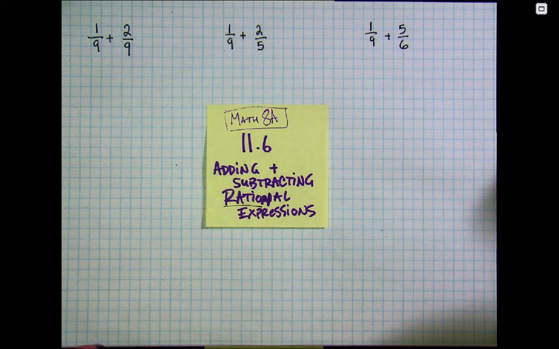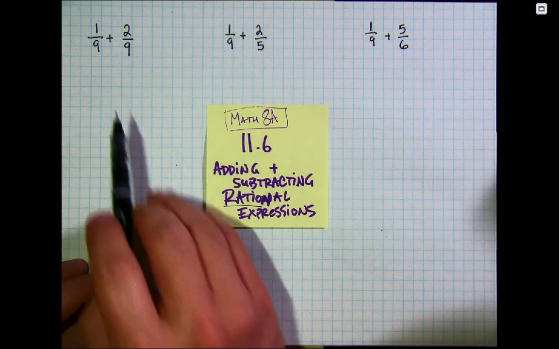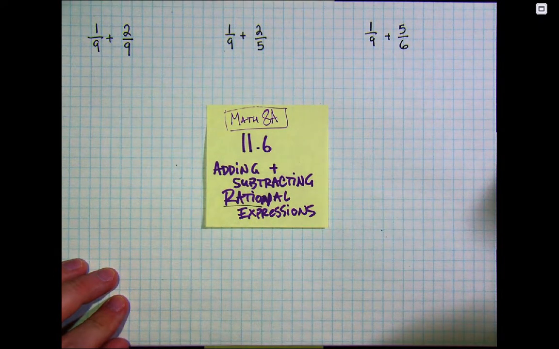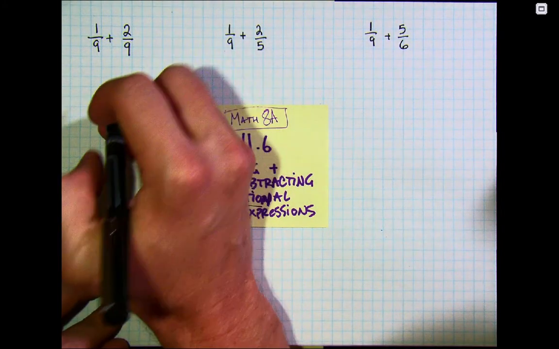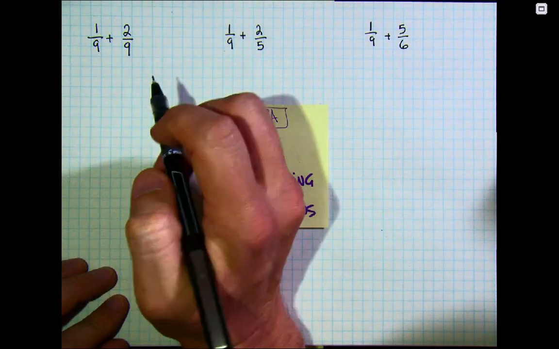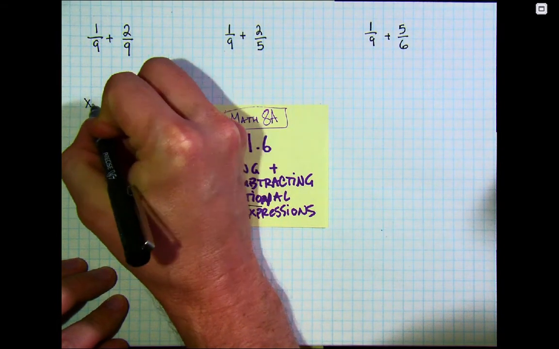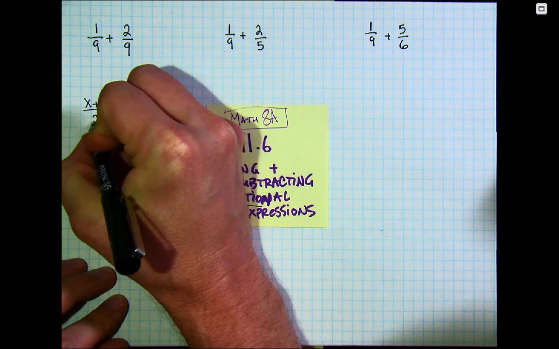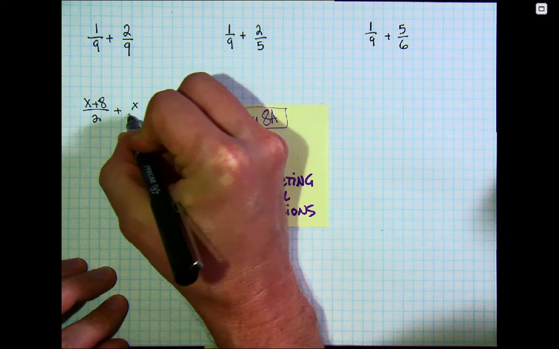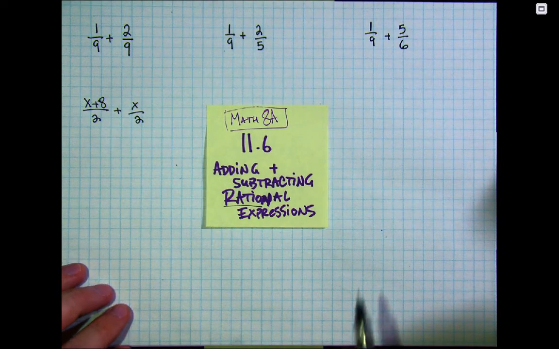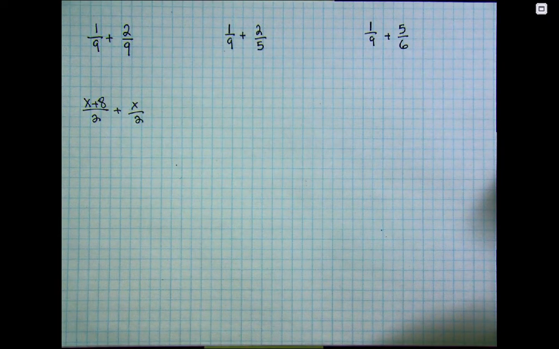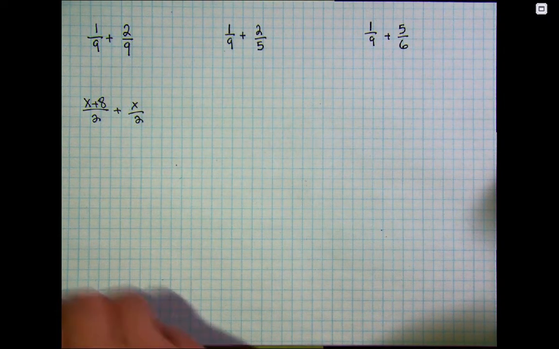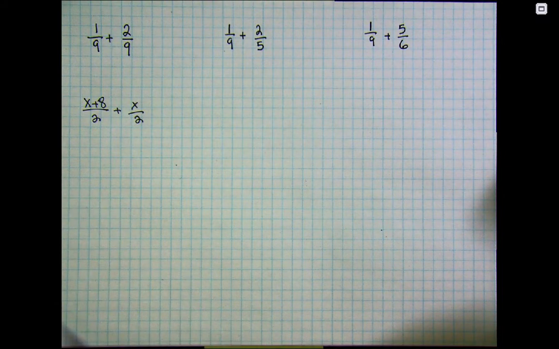But today we're going to take a step further, and instead of just basic fractions with numbers in them, we're going to do rational expressions that have variables mixed in them. So instead of 1/9 plus 2/9, we're going to do something like (x + 8)/2 plus x/2. Or some more complicated things as well, which we'll look at in a minute. But before we look at the more complicated stuff, let's look at the simple stuff.